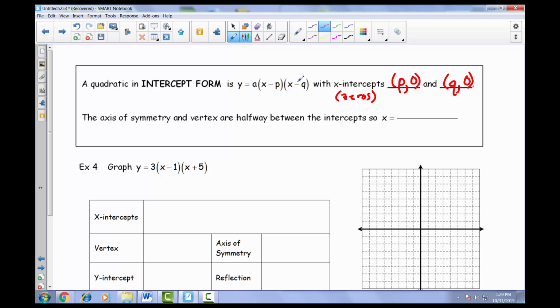Now, the axis of symmetry, which is also tied to the vertex, is always halfway between these 2 points, and we'll talk about why. As a result, to figure out the vertex, it's going to be P plus Q divided by 2. In other words, it's just the average between these 2 points. So let's see this intercept form in action with some regular numbers.